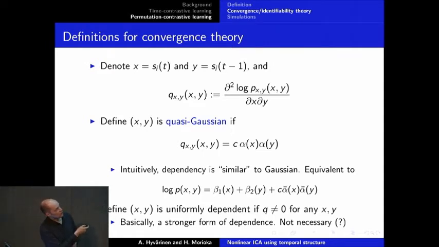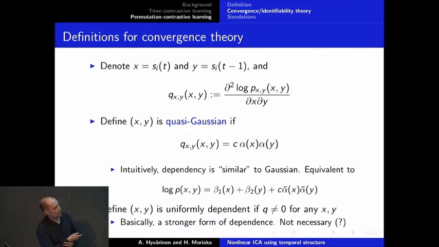So this is actually equivalent to saying that the log PDF has the following kind of structure. We have a function of x plus a function of y plus a product of the same function of x and y. So now we see that this is something similar to a Gaussian case. If the vector xy were actually Gaussian, then of course we would have linear functions here, and here we would have quadratic functions. So it's a generalization of Gaussianity.